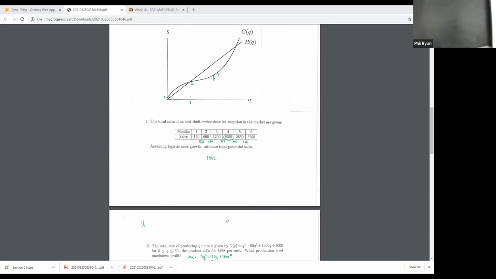So we have a logistic curve. We have to estimate total potential sales. So we see where the curve is increasing the most, and it was around here. So doubling that was around 3,900, something in that ballpark, the maximum possible sales.